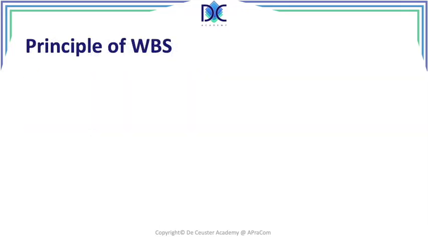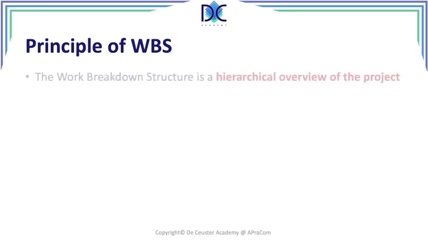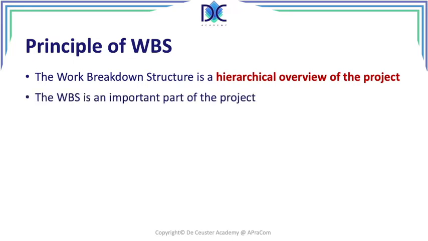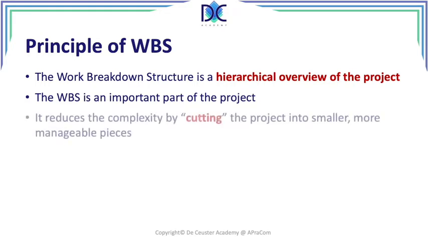When we look at the WBS, once we know the scope, we can create the WBS, the work breakdown structure, which is a hierarchical overview of the project. It's a very important part of the project because it shows the structure, and I typically call it the cut and paste process, what we do in the project.